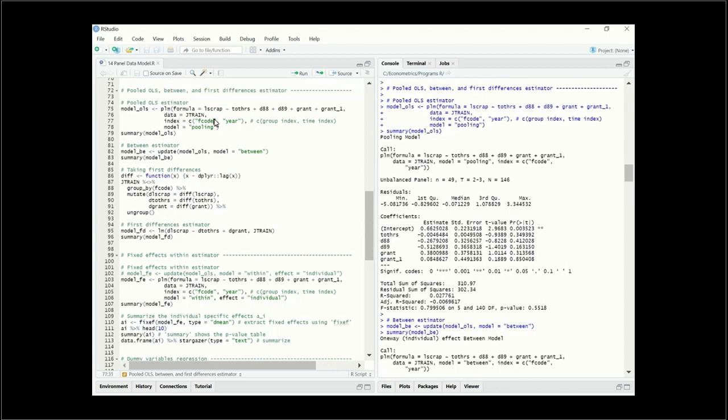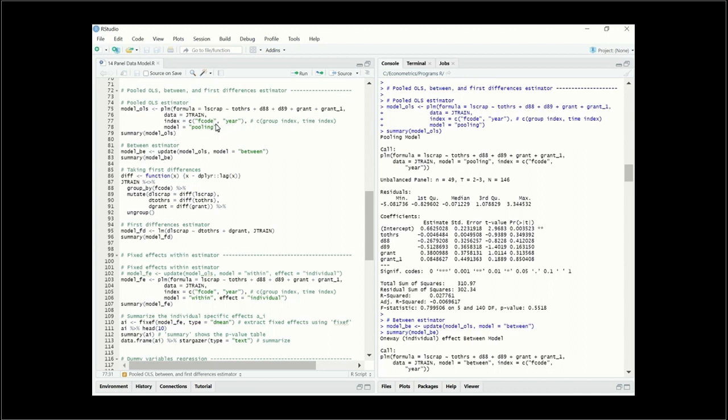And this is the formula. So we're going to have log of scrap as the dependent variable. These are going to be the independent variables here. We're going to be calling the data JTRAIN. And here index equals c, with fcode and year. So it's important that you tell R that fcode is the group index, or the cross-sectional dimension of the data, and year is the time index. So it's important that R knows the cross-sectional and the time series dimension of the data.